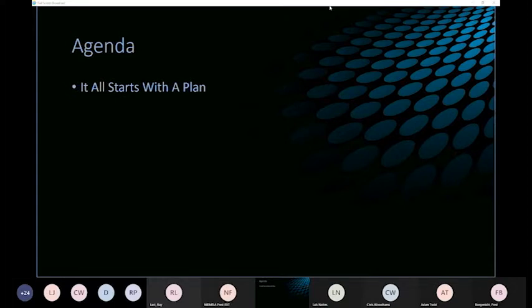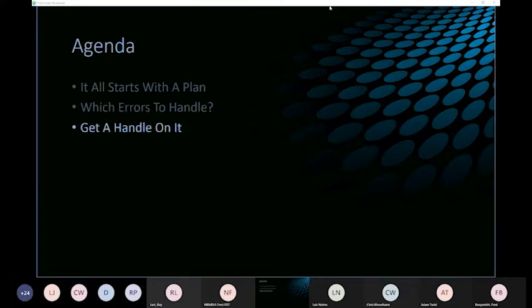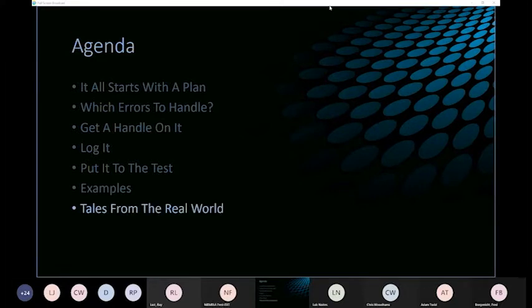Now we'll talk about the agenda for the rest of the presentation. And we're going to start off talking about planning. Then we'll talk about which errors to handle, getting a handle on it, logging it, putting it to the test. Then we'll see some examples from the real world, things that I've run into as a consultant. And finally, discussion.